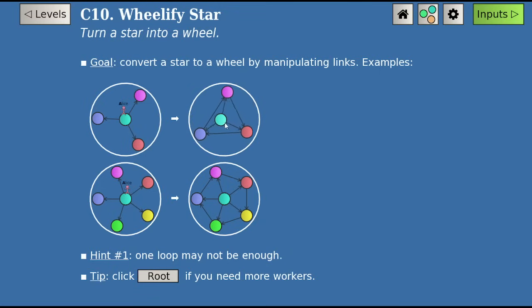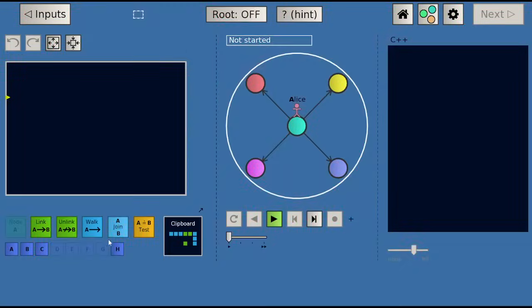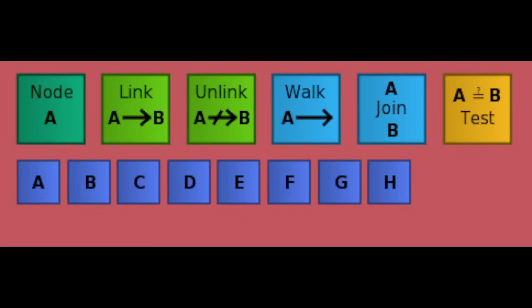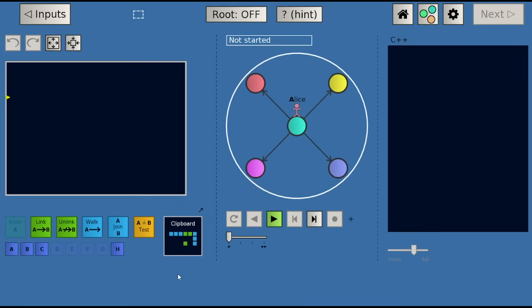So how does this look? It's interesting that a wheel can also be topologically equivalent, like the center node can be elsewhere. Anyway, maybe I should show root. So you look at the bottom, and there's many things that are not allowed to use, and we only have 3 workers by default. But if I click root, then I get access to everything, including the node A, which is also a disabled command. But it's definitely interesting if they give you not enough workers to work with.